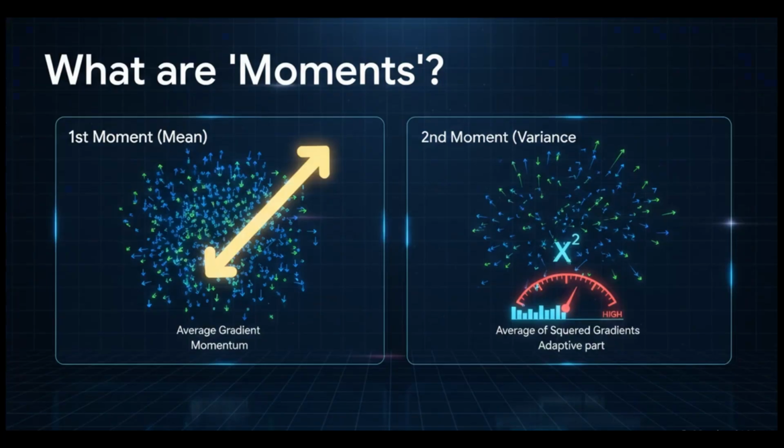Okay, so the name Adaptive Moment Estimation gives us a clue. These moments are just a term from statistics. Adam keeps track of two of them. The first moment is basically the average gradient. You can think of this as the momentum part. It tells us the average direction the hiker has been moving. The second moment is the average of these squared gradients. This is the adaptive part. It tells us about the shakiness or the choppiness of the terrain.